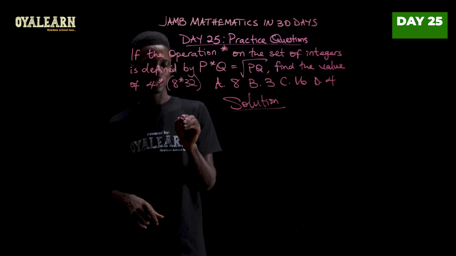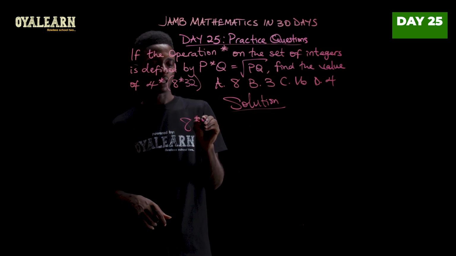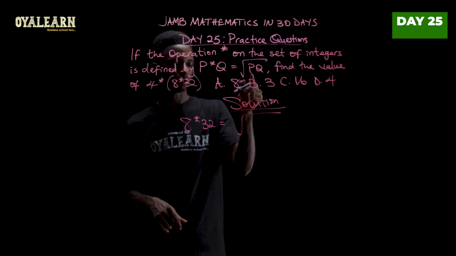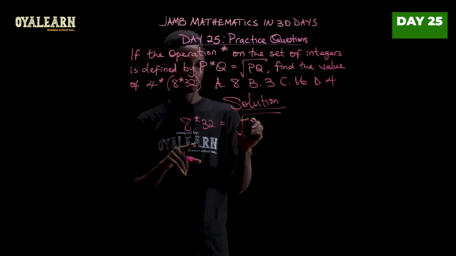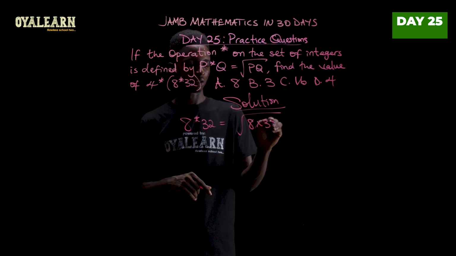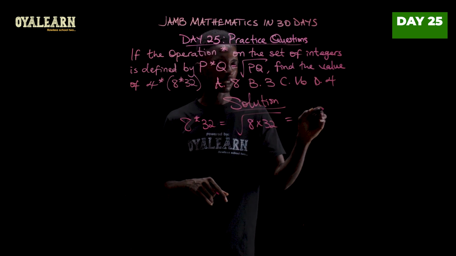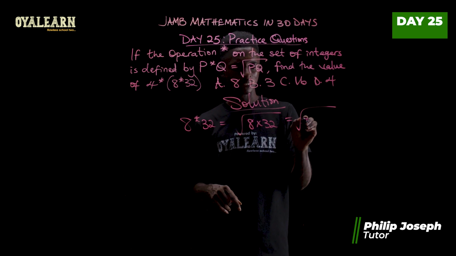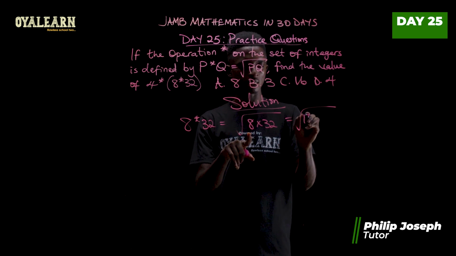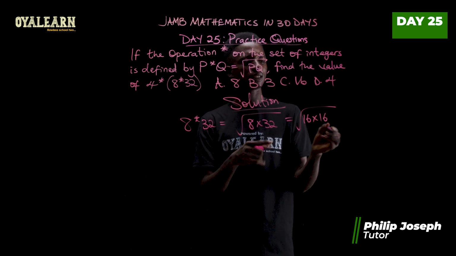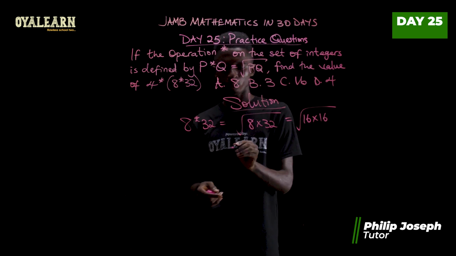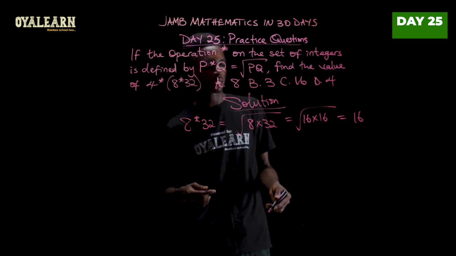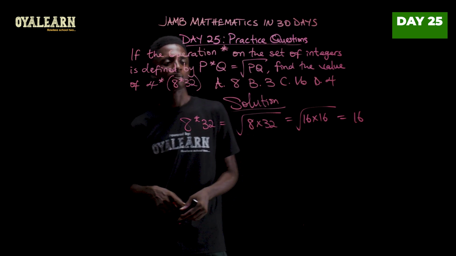We'll start by saying 8 and 32. Now this would give us, according to the rule, the square root of 8 times 32. Now I can rearrange this and say 8 times 2, which would be 16, times 16. So our answer here would be 16, because the square root of 16 squared is 16.